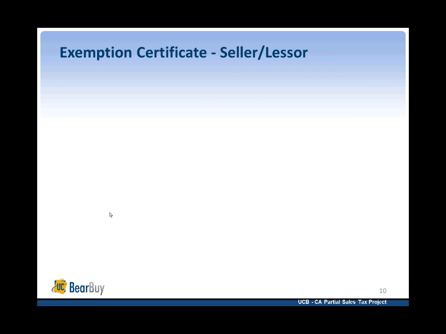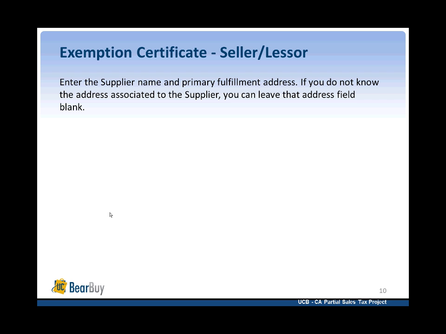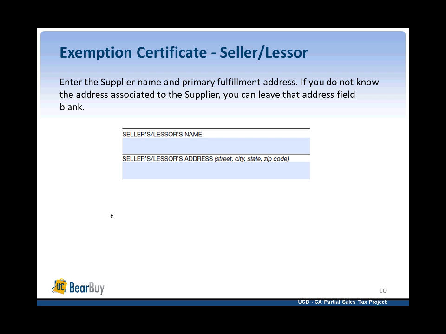So now let's look at the seller-lessor section of the exemption certificate. This is where the shopper should enter the supplier name and the primary fulfillment address of that supplier. If they do not know the address associated with the supplier, they could leave it blank, since that information is recorded in the vendor profile or in the vendor database.